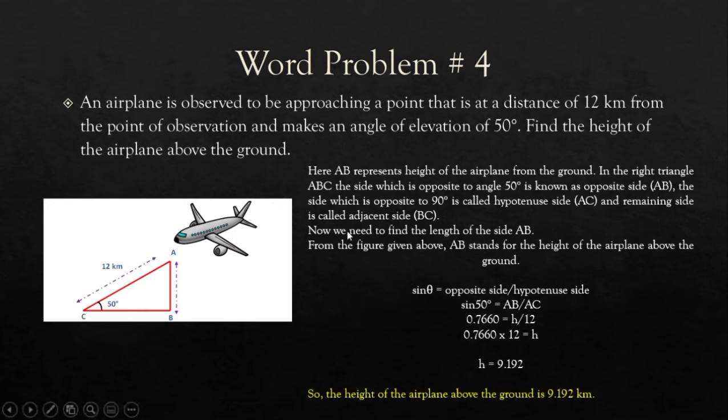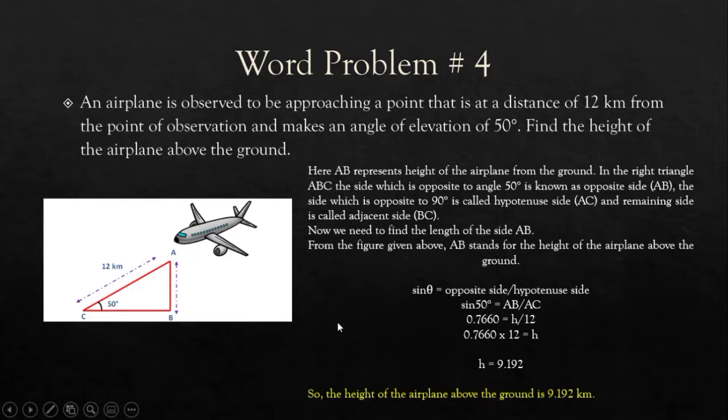So, for our fourth word problem, an airplane is observed to be approaching a point that is at a distance of 12 kilometers from the point of observation and makes an angle of elevation of 50 degrees. Find the height of the airplane above the ground. Now, we need to find the length of the side AB because it was asked in the problem, and we already know that that is AB.